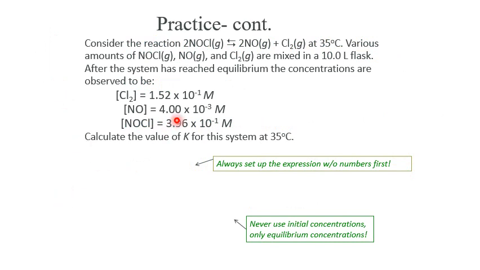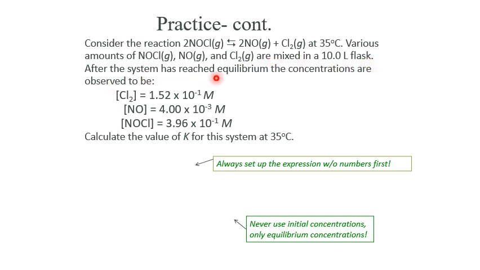Now what we will do, we will try to plug in the numbers with the real concentrations for the reaction mixture. So let us see this question. Consider the reaction 2NOCl gas gives 2NO gas plus Cl2 gas at 35 degrees Celsius. Various amounts of NOCl gas, NO gas, and Cl2 gas are mixed in a 10-liter flask.